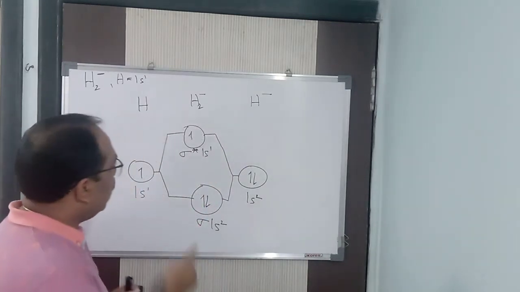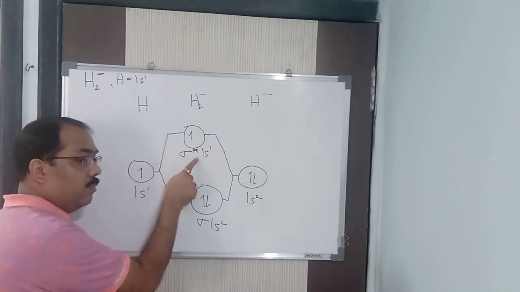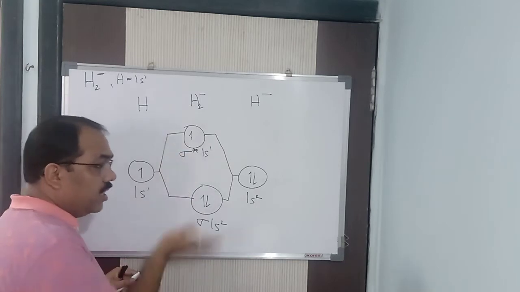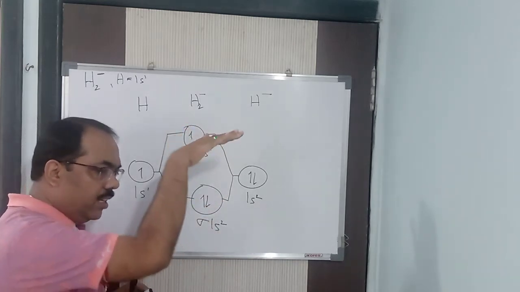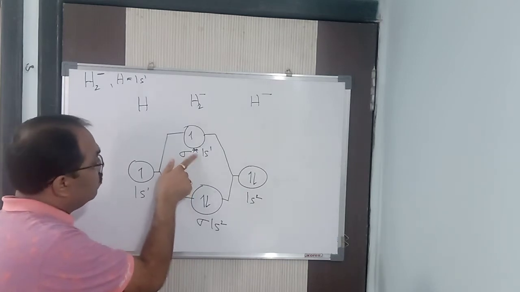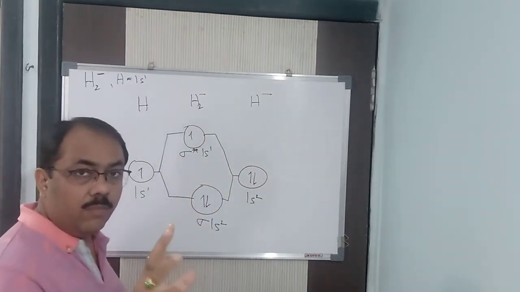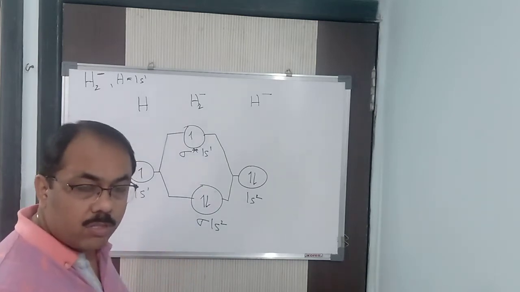Why? Because there is an anti-bonding effect. In the last class we have told you that anti-bonding effect will be there. And due to anti-bonding, the energy is increased. The stability is decreased. Alright? In case of H2 minus, you can see the anti-bonding effect is there. In case of H2 plus, anti-bonding effect is not there, because anti-bonding is 0. No electron is there in the anti-bonding.